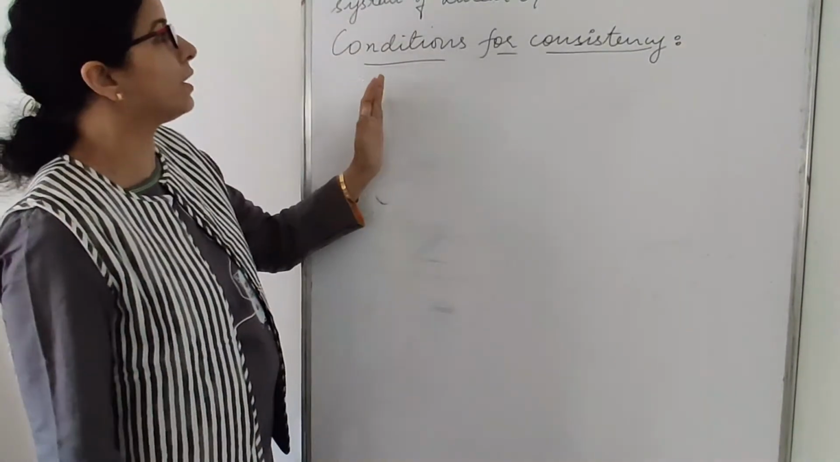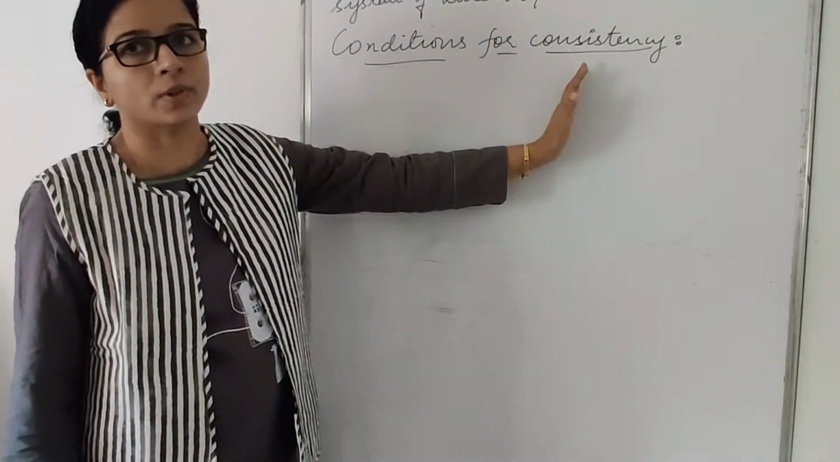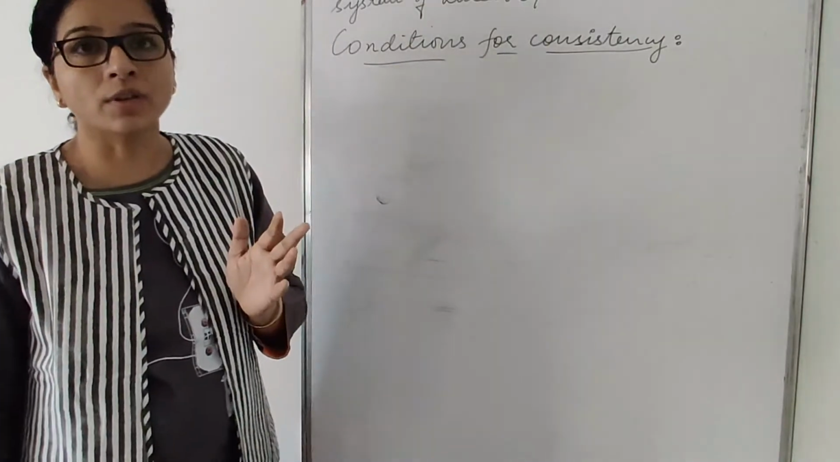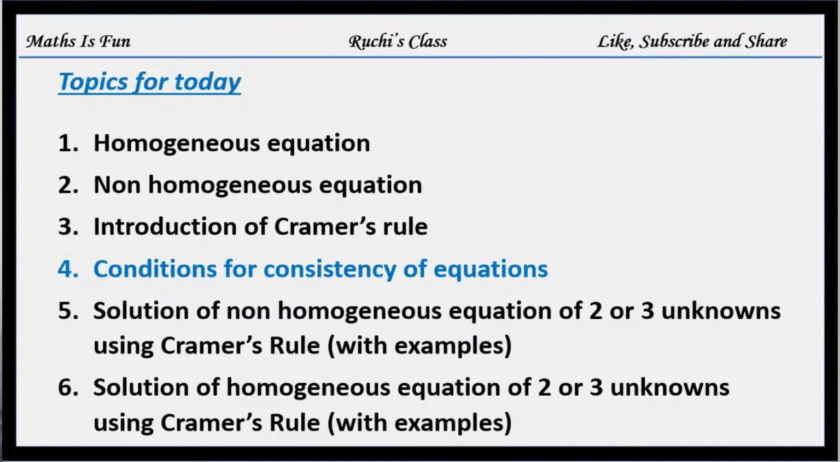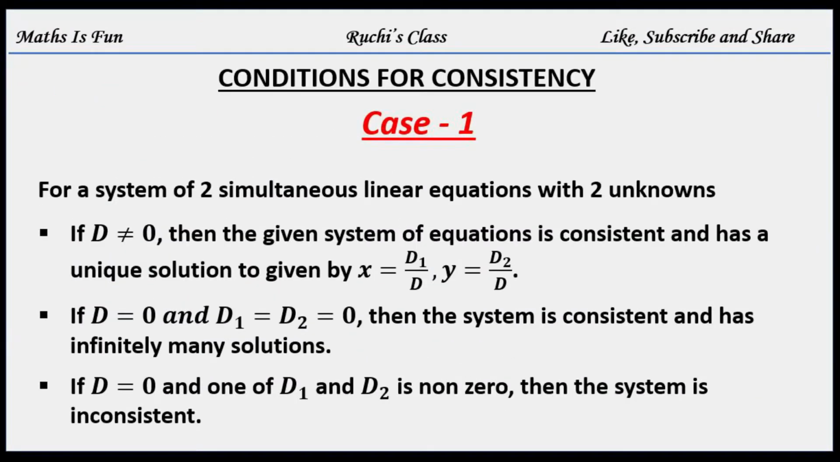Now I will tell you the conditions for consistency. What is the meaning of consistency? It is when the solution exists and when it doesn't exist. So case 1, for a system of 2 simultaneous linear equations with 2 unknowns. If D is not equal to 0, then the given system of equations is consistent and has a unique solution given by x is equal to d1 by d, y is equal to d2 by d.